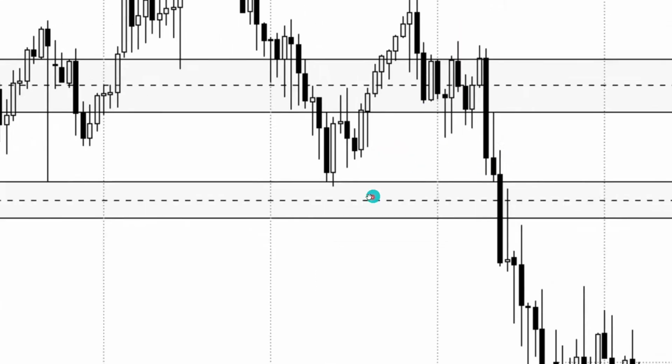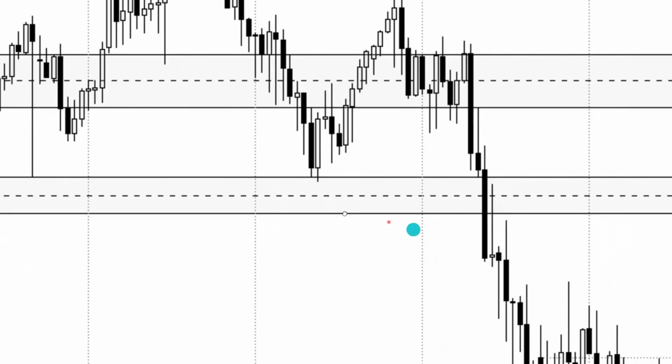Here again, you can see it closed above the consequent encroachment and then it gave way through the new week opening gap. So you want to use these three lines for a bullish market. If we expect price to be bullish, the probability reduces if the candle closes below the consequent encroachment, and further reduces if it closes below the lower range.